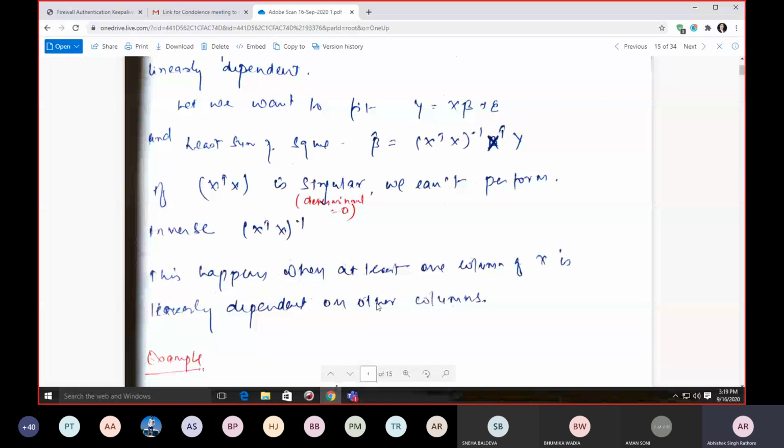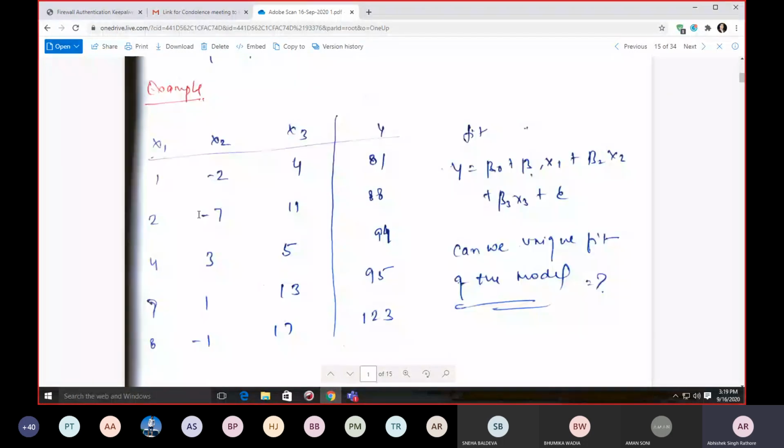So let's consider an example. Let's say we have data with three attributes: x1, x2, and x3. x1 is 1, 2, 4, 7, 8, and x2 is minus 2, 7, 3, 1, and minus 1, and x3 is 4, 11, 5, 13, and 17. Similarly, we have the output variable: 81, 88, 94, 95, and 93.